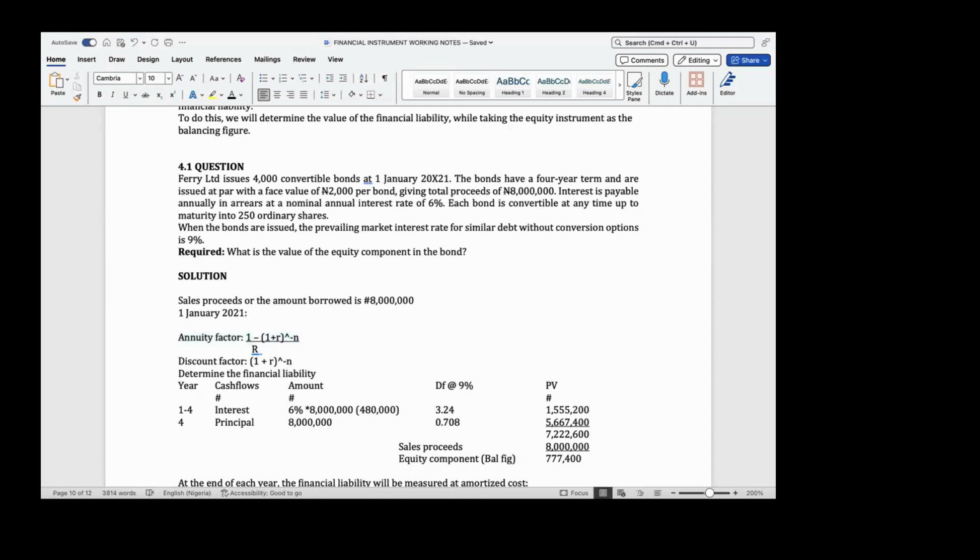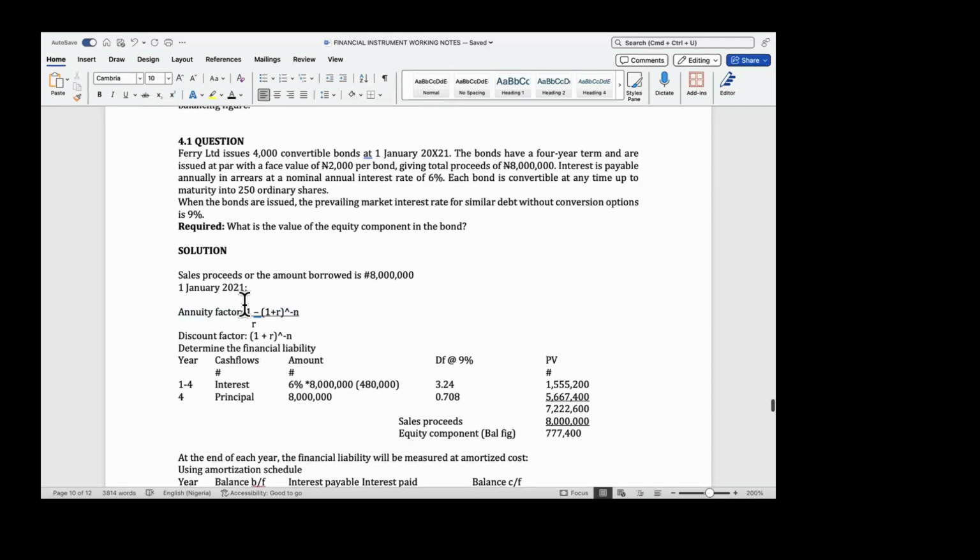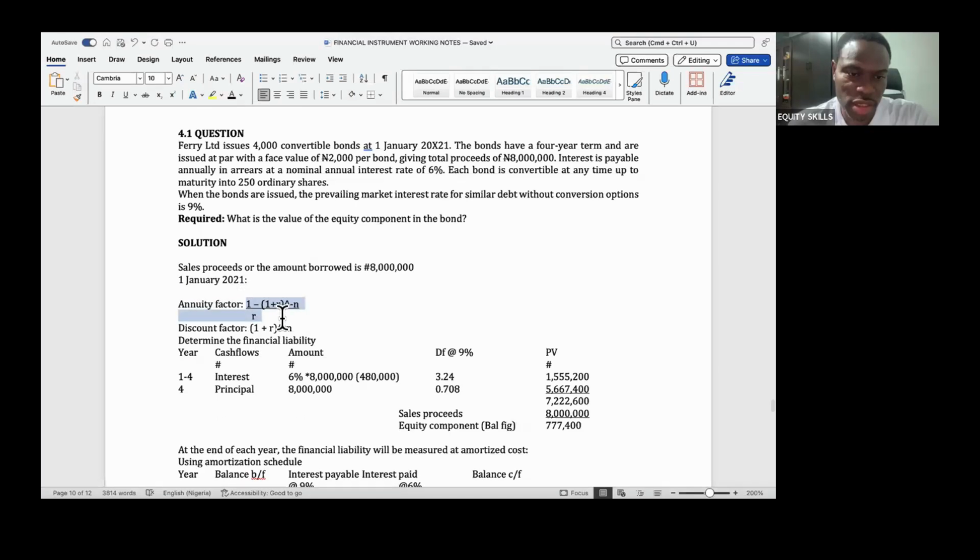Okay, what of this 1 to 4? If I had to do this from year 1 to year 4, because I was trying to punch it in my calculator and I was not getting it.